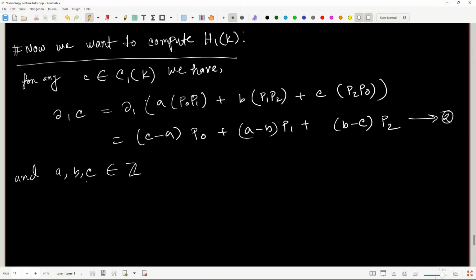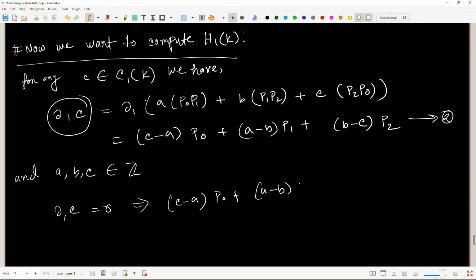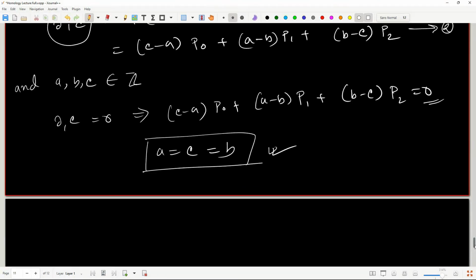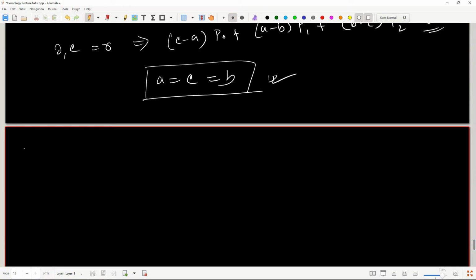To find the cycle group, we need to make this guy 0. So if I impose this condition, then c minus a p0, a minus b p1, b minus c p2 will be 0, and this condition is only satisfied when a equals c equals b. This is easily seen, right? So any element of the cycle group capital Z can be written as follows.